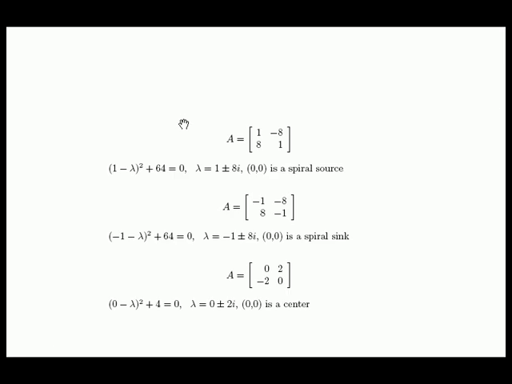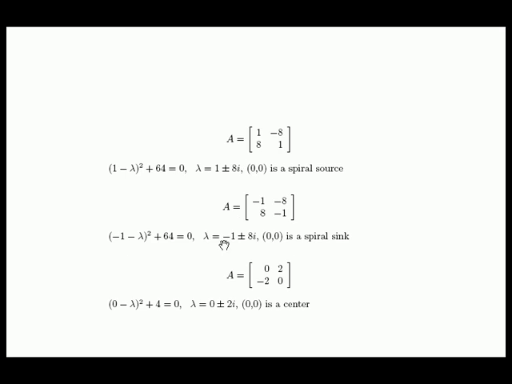Okay, 3 examples we're going to look at, and look at the phase plane. If A is this matrix, the eigenvalues are 1 plus or minus 8i. You don't even need the quadratic formula here. It's (1 minus lambda) squared plus 64 equals 0. Take the 64 to the other side and take the square root, and you get 1 minus lambda is equal to plus or minus 8i. So lambda is 1 plus or minus 8i, which means since it's complex, it spirals. Since the real part is positive, it's a spiral source.